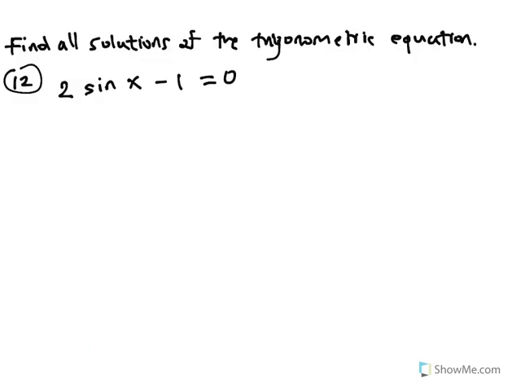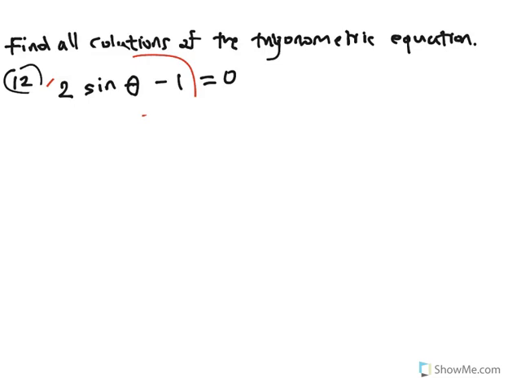Alright, so now we want to go on to our second objective, which is to solve trigonometric equations, and here we have number 12. The instructions are to find all solutions of the trigonometric equation. So how do you do this? Now, if you prefer, you can replace the x with theta, and it might be helpful for you to do that at first so you don't get confused. But basically, this is saying, for what angles theta will this expression be equal to 0?